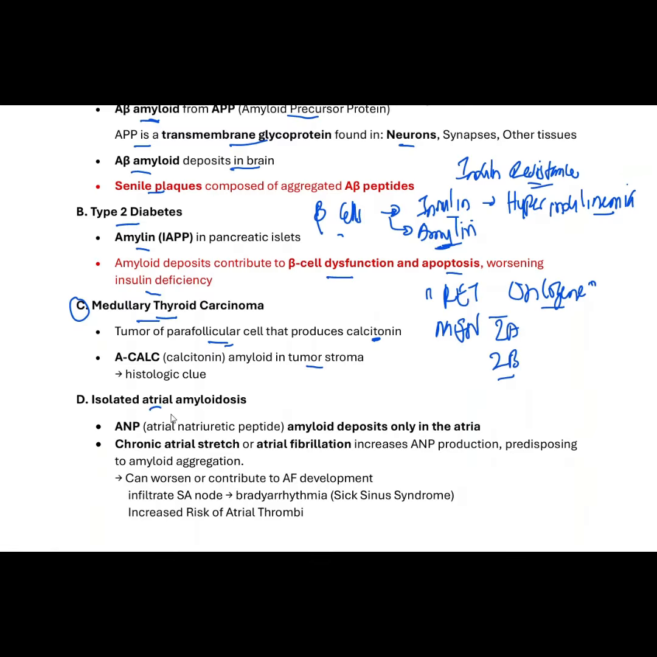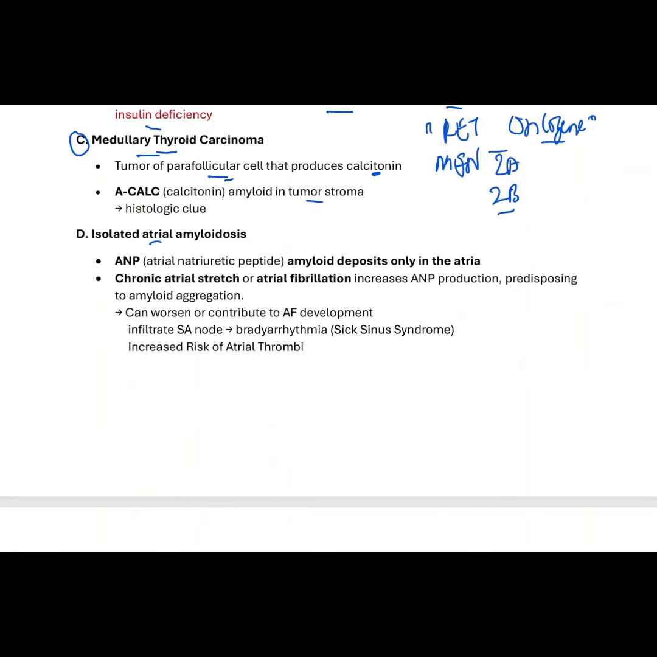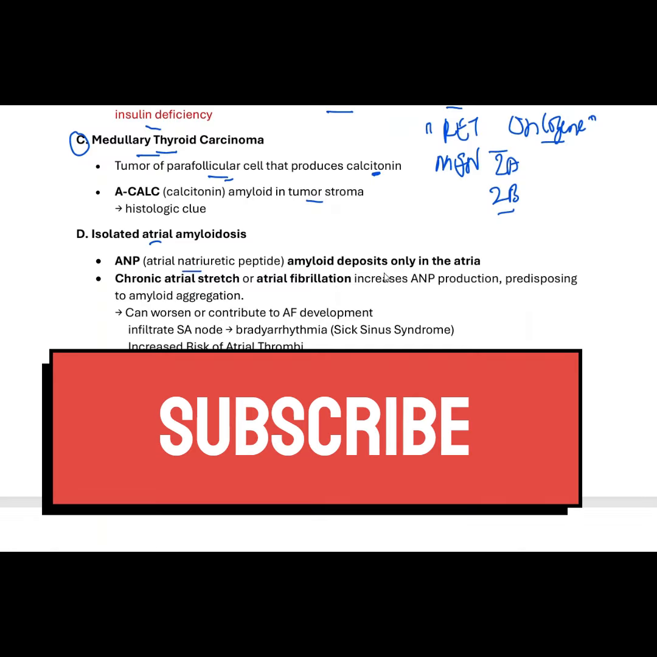Moving on to the next one, which is isolated atrial amyloidosis. As we know, anytime you have increased pressure in the atrium or increase in volume, so either increased pressure or increased volume, anything that stretches the atrium will lead to production of atrial natriuretic peptide. And this peptide could be converted to amyloid, and that could deposit in the atrium.